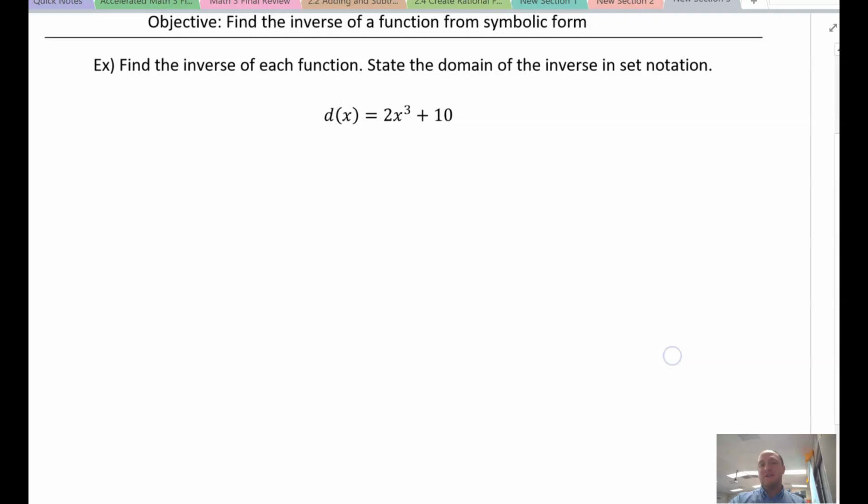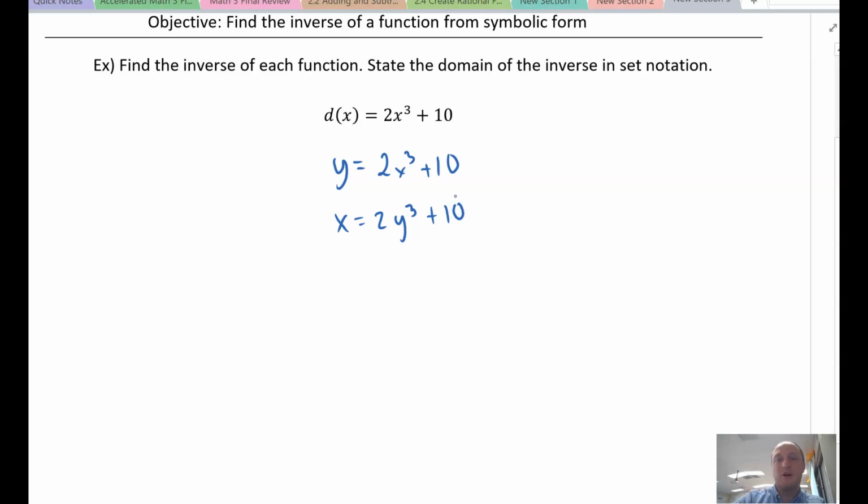Find the inverse of the function d of x is equal to 2x cubed plus 10, and we're asked to state the domain of the inverse in set notation. All right, well, I'm going to change from function notation. Y is equal to 2x cubed plus 10. Okay, now I have multivariables. How do you find the inverse? Switch your x and your y. Switch it up. Okay, so x equals 2y cubed plus 10.